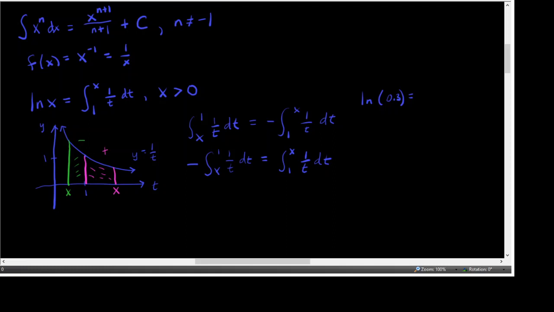I typed that in my calculator so I know what that answer is. About negative 1.2. And if you take the natural logarithm of a number bigger than 1, like 7, you should get a positive number, about 1.946. So obviously this is a positive answer and that was a negative answer.